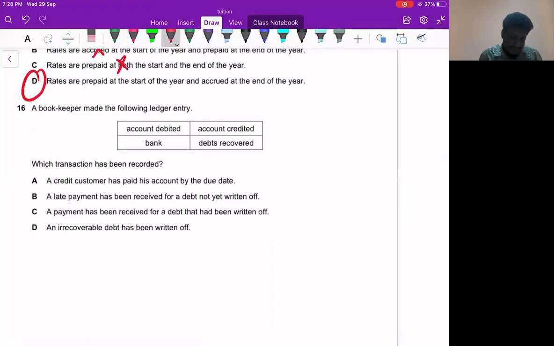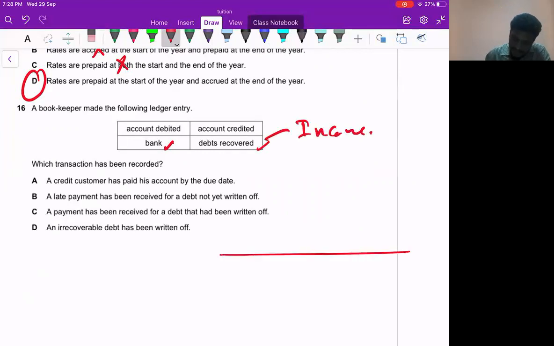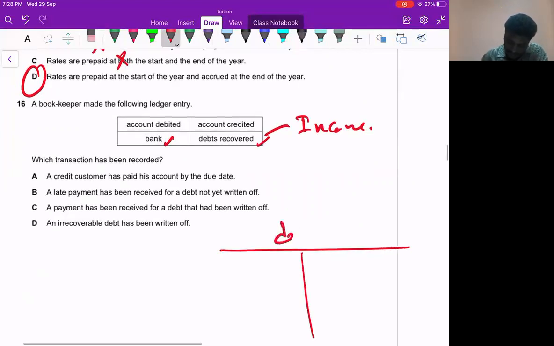Okay, question number 16. A bookkeeper made the following ledger entries. Debit the bank because I received the money, and credit debts recovered. You know what debts recovered is, right? The guy defaulted last time, then now comes back and pays. Maybe his son comes back and pays. Okay, debts recovered. Yes, it's my income. This is my debt recovered account. It will be like this.